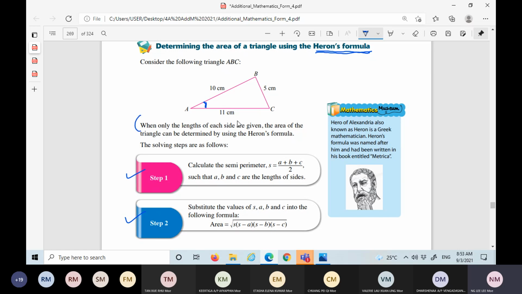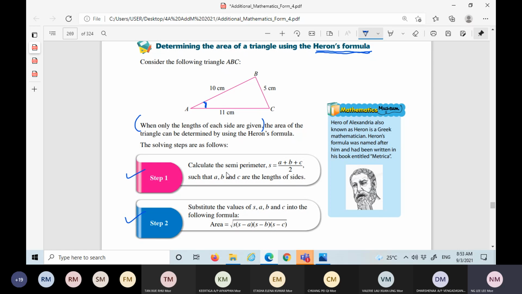So what is the step here? Here is the condition: the three sides are given. Then you use Heron's formula. But you got choice. As I said just now, you can use cosine rule to find out one of the angles, and then don't use this formula, use that formula just now to find the area, also can. So how to use this Heron's formula?